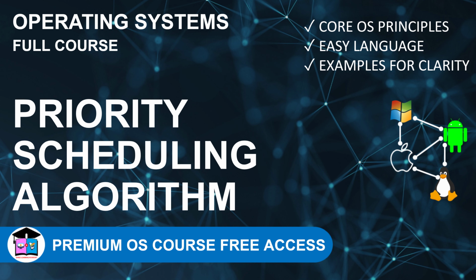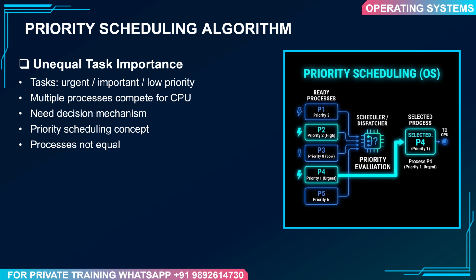Let's simplify priority scheduling algorithm. Imagine a situation where not all tasks are equal. Some tasks are urgent, some are important, and some can wait. Now think about your computer doing the same thing. At any moment, there are dozens of processes waiting for CPU time. But how does the system decide which one should go first? This is where priority scheduling comes into play.